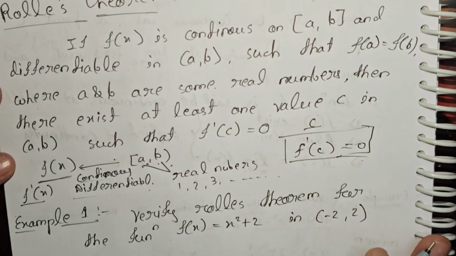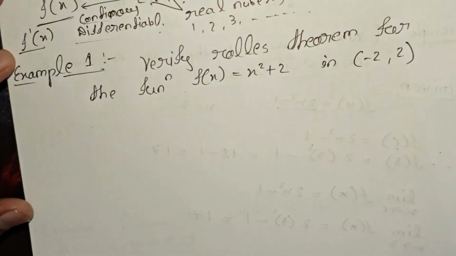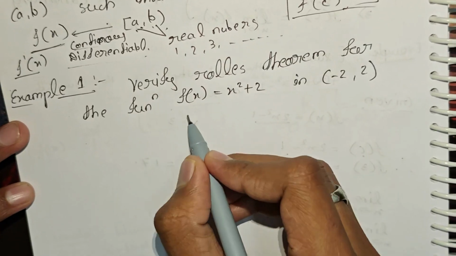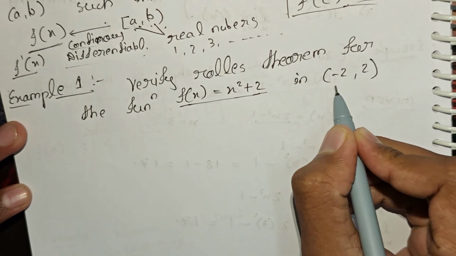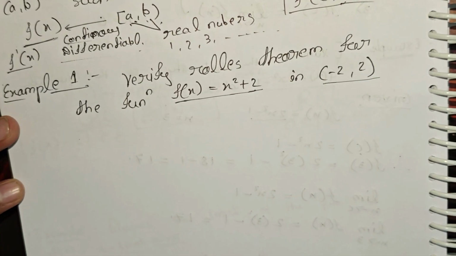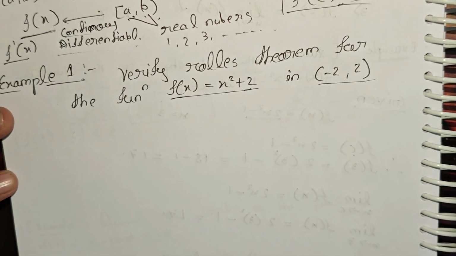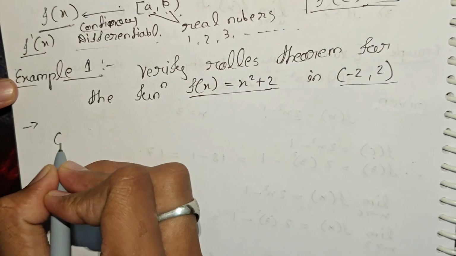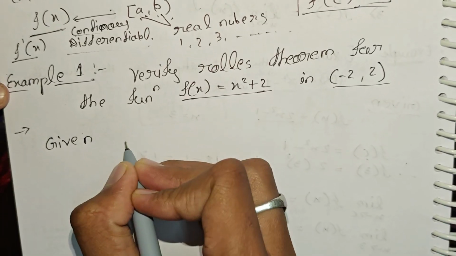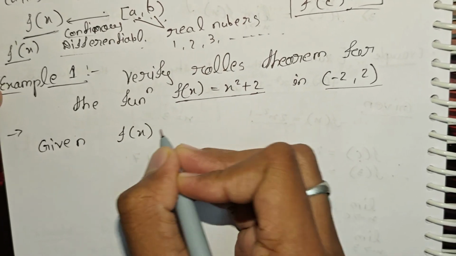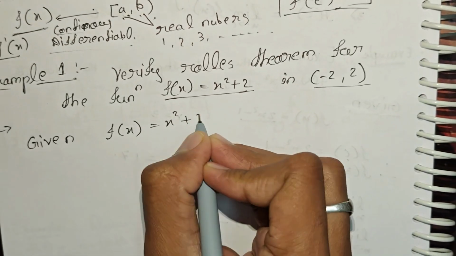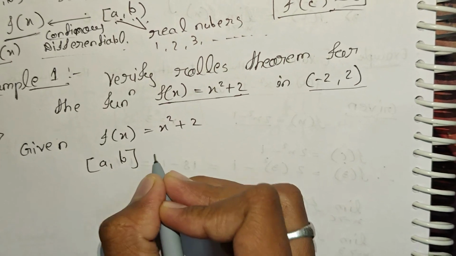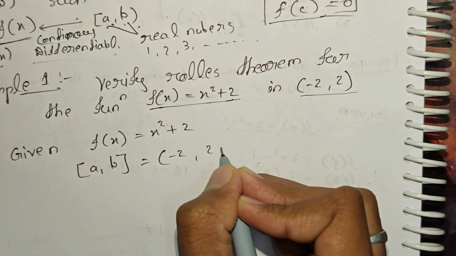So this is the condition for the theorem. Let us understand this with a problem. We have to verify Rolle's theorem for the function f of x equals x square plus 2 in minus 2 and plus 2. What are the givens? First, the function f of x is x square plus 2. Another is the values a, b, which are minus 2 and 2.